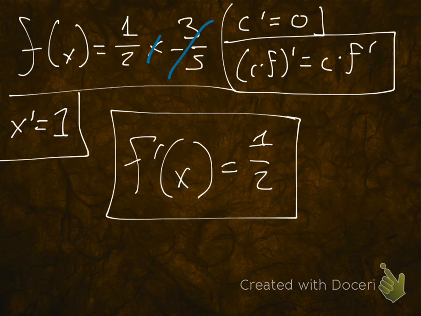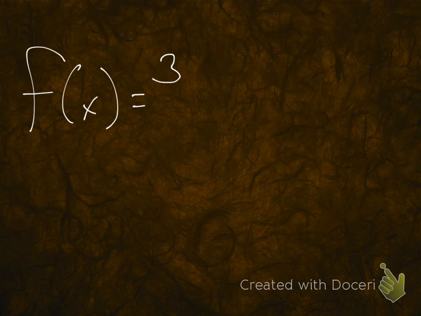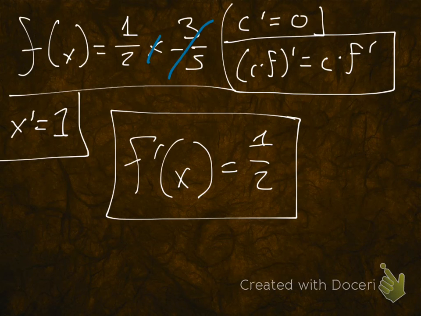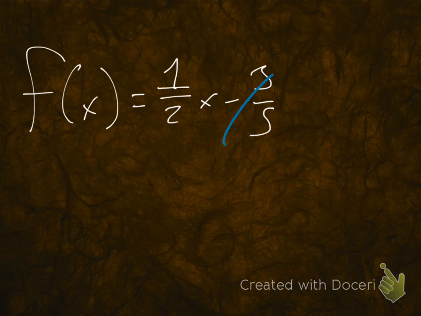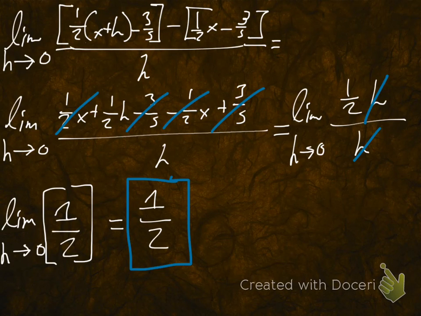If you know these rules in your head, you can look at a function like this. You can see the function f of x equals, was it 3/5? No, 1/2, I'm sorry. 1/2 x minus 3/5. You can see a function like that, and you can say, okay, constant doesn't matter, multiplying by 1 doesn't matter, derivative is 1/2.